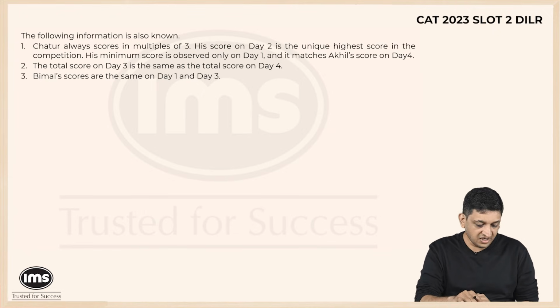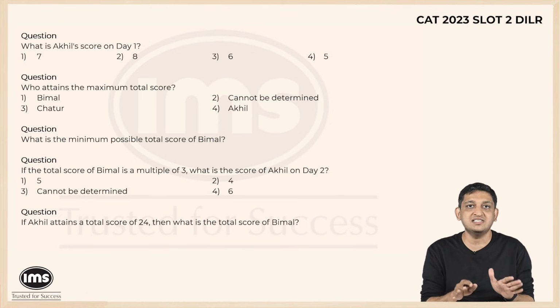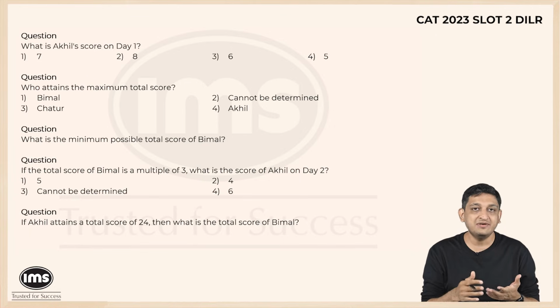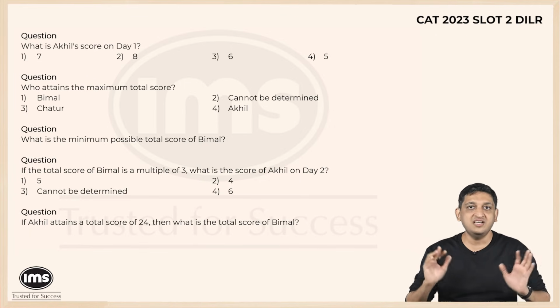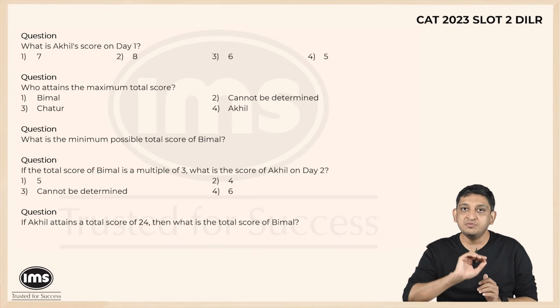So fair enough. If you look at the questions that we have, what is Akhil's score on day 1? Straightforward question, one answer. We know that there are no cases as such for this question. Who attains the maximum total score? There is one option which says CBD, but we have been given all 3 names as well. So unless there are multiple cases with varying numbers, we should get an answer to this question as well. What is the minimum possible total score of Bimal?